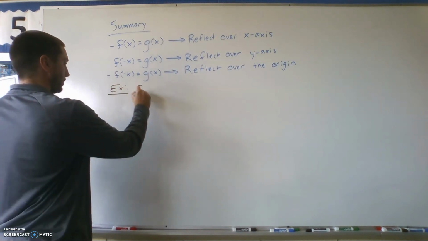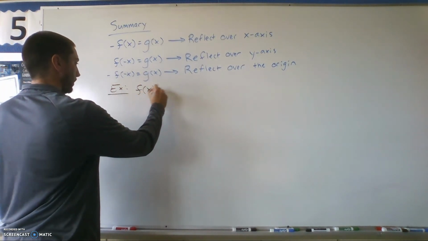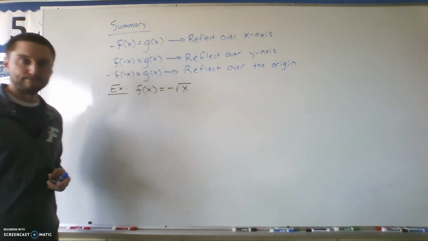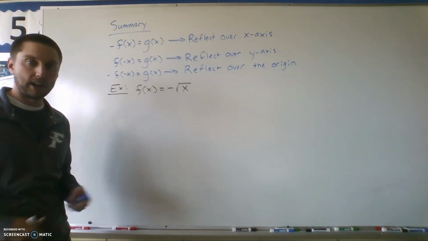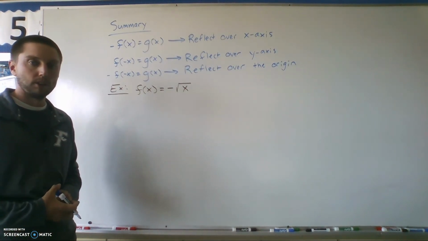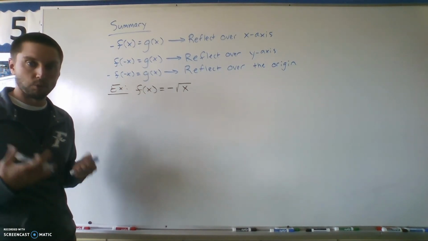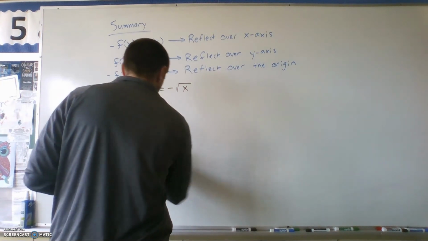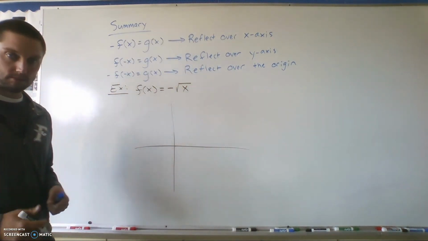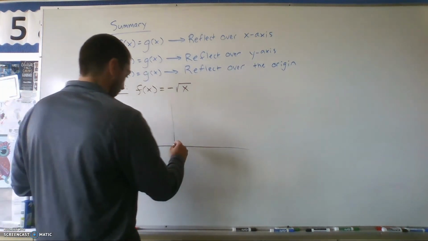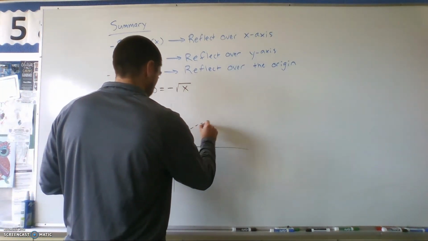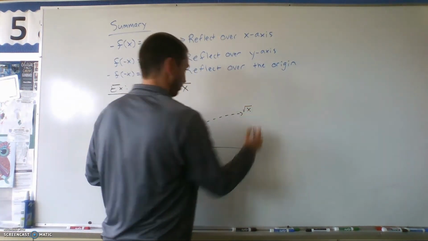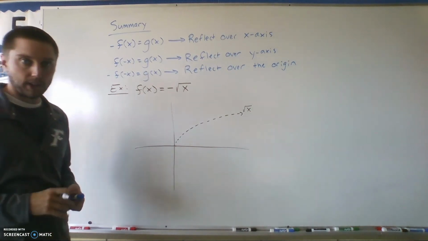So let's say you wanted to graph the function negative square root of x. Okay, I want to graph this. I don't want to use a calculator. I just want to use my brain here. So the first thing you ask yourself is, what is my parent function? Hopefully you recognize your parent function is the square root of x. Even more so than just knowing that, hopefully you know what it looks like. So this would be my parent function. This is the square root of x.